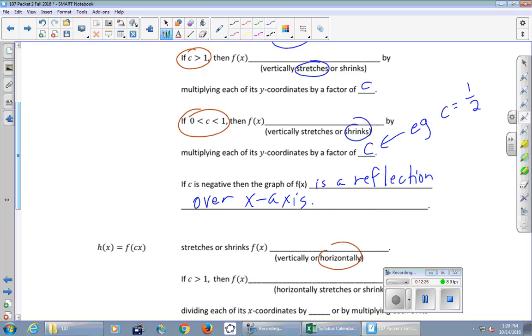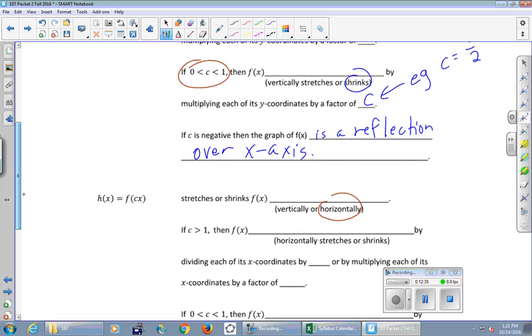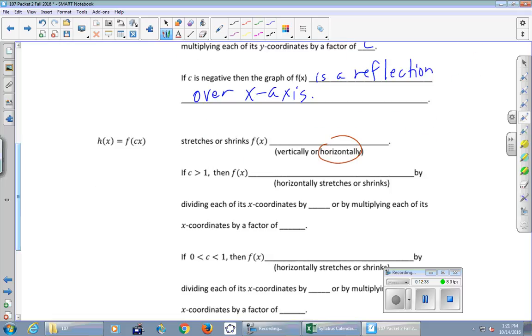I'm not thrilled with that because up above when c was bigger than 1, what was it? It was a stretch. It's because we messed things up artificially. That's why it's not the same answer. So with apologies, this one is a shrink if c is bigger than 1. And we divide each of the x coordinates by, so yeah, we got to be careful here. We got two blanks here, or multiplying each of the x coordinates by a factor of. Yeah, so you could either divide by c or multiply by 1 over c.